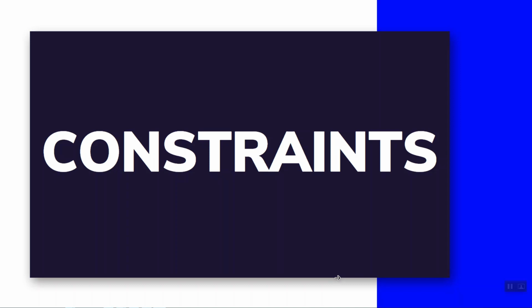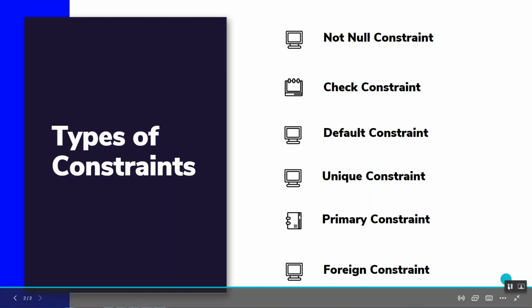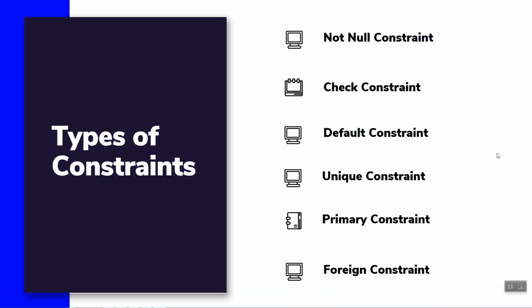In this video, I am going to discuss constraints. There are 6 types of constraints: not null constraint, check constraint, default constraint, unique constraint, primary key constraint, and foreign key constraint. Let's see one by one with examples.